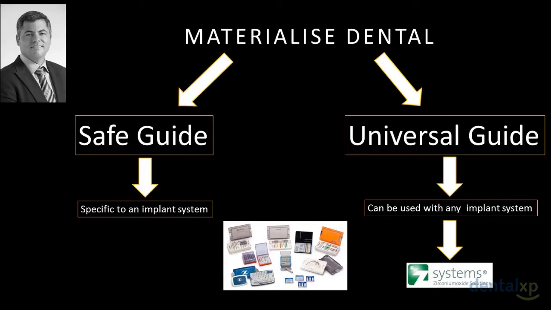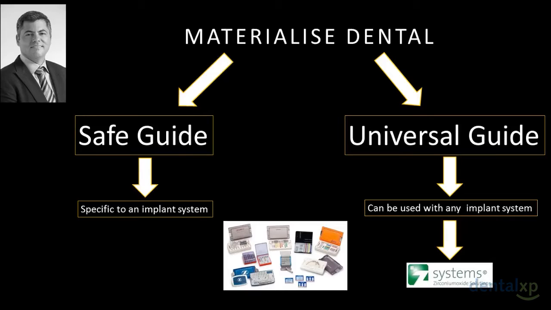Materialise Dental has different kinds of guides. There is a guide system called the Safe Guide, and these guide systems are specific to an implant system. There are different implant systems and different companies with Safe Guide systems, for example Zimmer, 3i, Biomet, Astra, Dentsply. They have worked in conjunction with Materialise Dental to create a system that is specific to their implants. They call those systems Safe Guides.